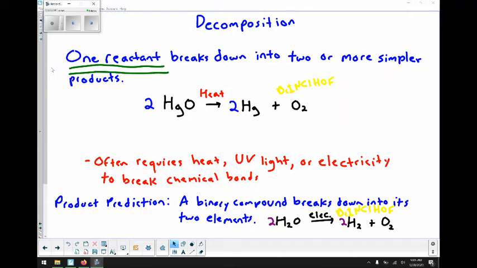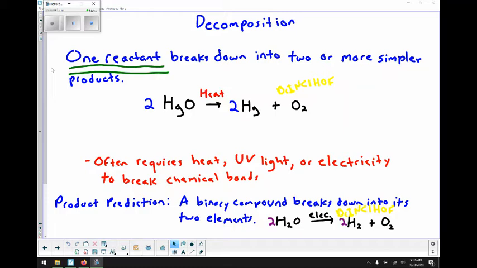Okay, gentlemen, so the second type of reaction that we're going to talk about is decomposition. And decomposition is one of the easiest ones to recognize because you start with just one reactant. So if you see one thing and then an arrow, that's got to be decomposition. All it can do is break down. So one reactant breaks down into 2 or more simpler products.